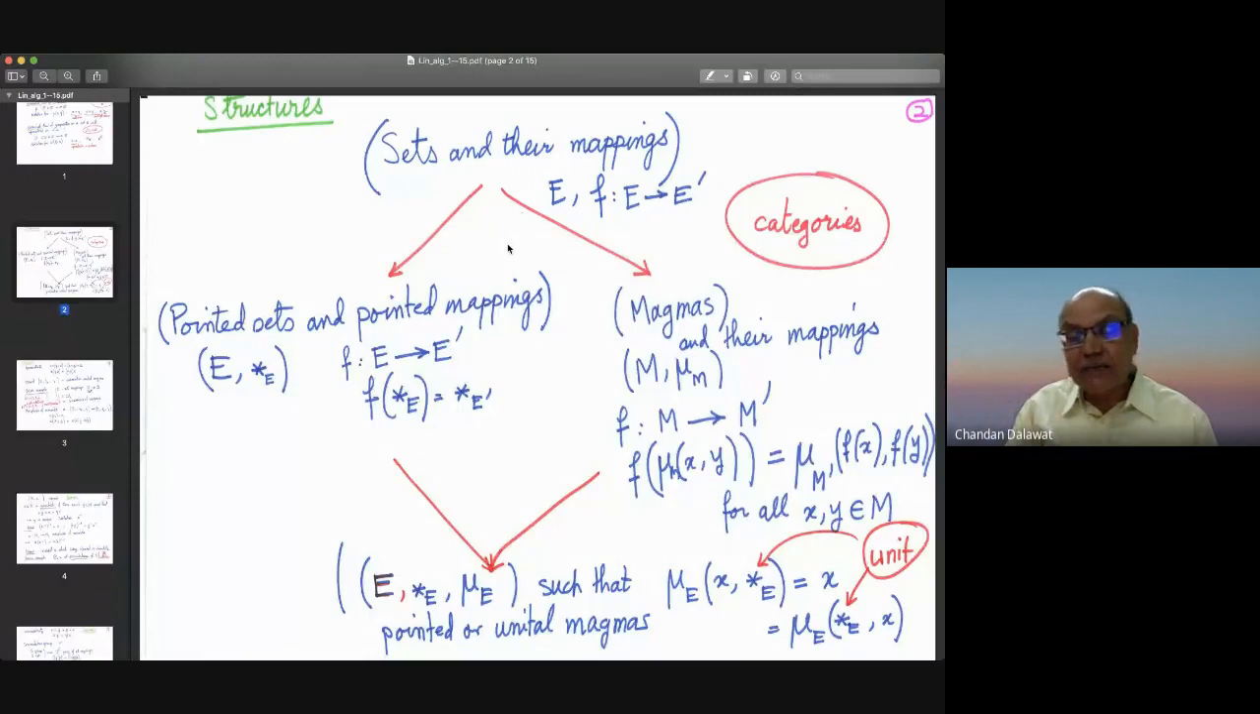Another thing which we can imagine is you take the sets and mappings, but now on each set you put a law of composition. So these are pairs consisting of a set M and a law of composition mu M. What is mu M? It's a map from M cross M to M. Okay? And such pairs will be called magmas. So a magma is just a set together with a law of composition.